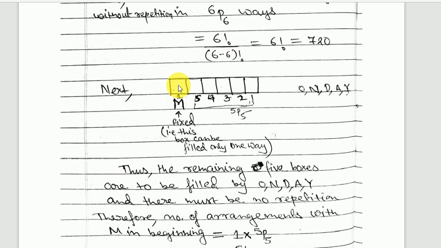Now this position is fixed by M. Now you are left with how many letters? You are left with O-N-D-A-Y. So this next position can be filled 5 ways. Once this position is filled, the next can be filled 4 ways. Once this position is filled, then the next can be filled only 3 ways. Once this is filled, then this can be filled 2 ways. Then this can be filled 1 way.